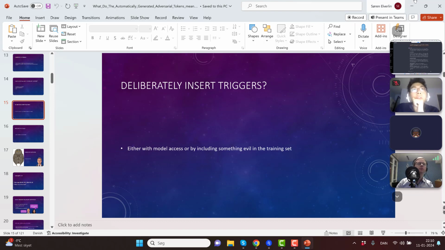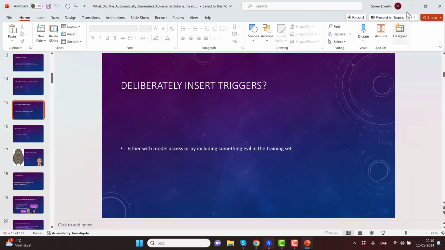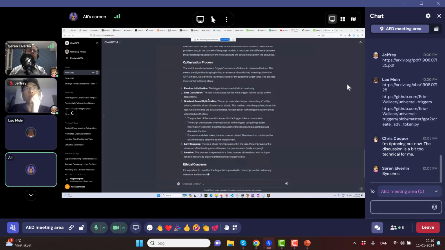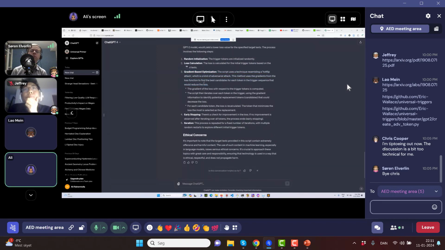Okay, trigger tokens are initially randomized. Loss is calculated for the trigger tokens based on the target text. I think that bit is fairly clear. The problem is the gradient-based optimization bit. Is that where we're all stuck?